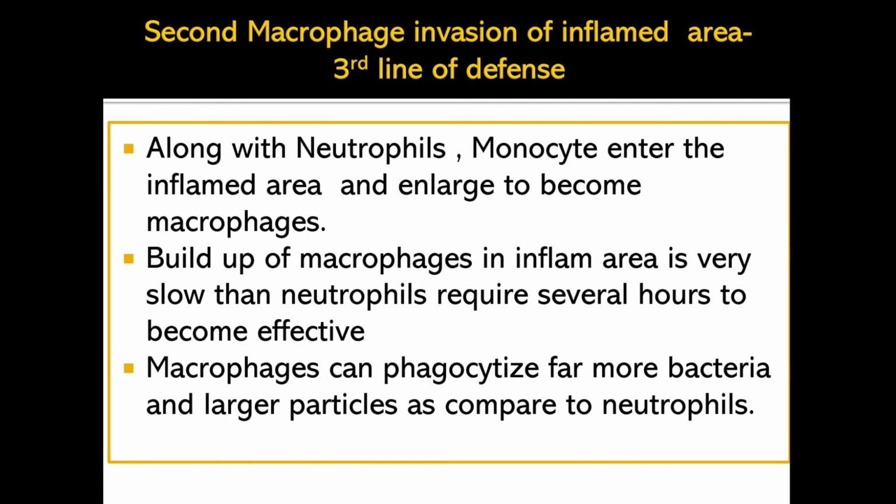This entry of monocytes and their enlargement is the third line of defense, because after the second line of defense we are in lack of macrophages, as the already matured macrophages have gone to the inflamed area. Now we need more and more macrophages. The buildup of macrophages in the inflamed area is very slow compared to neutrophils and requires several hours to become effective. But macrophages can phagocytize far more bacteria and larger particles as compared to neutrophils.